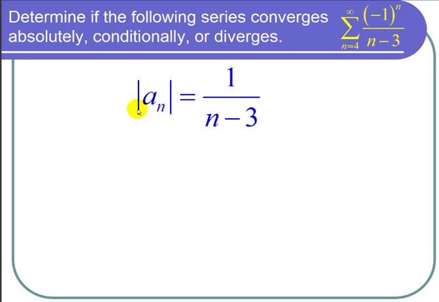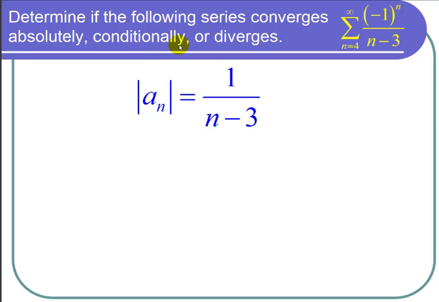We could say that the absolute value of a sub n is just 1 over n minus 3. Looking at this, we can see that the limit as n approaches infinity is clearly 0, so it doesn't look like this is going to diverge. Also note that this looks a little like the harmonic series, 1 over n, which diverges. So our guess is that it is conditionally convergent. Now let's show that.